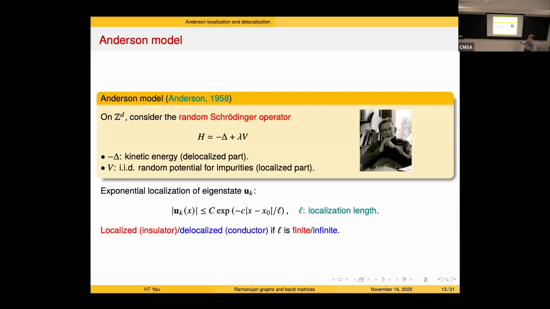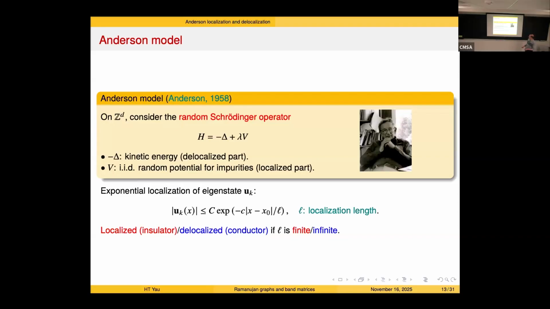So these are on a lattice. And these are the discrete Laplace operator. And these are the kinetic energy of the electrons. And then the V are independent random potentials. And then there's a strength, lambda. Lambda is how strong your impurities are.